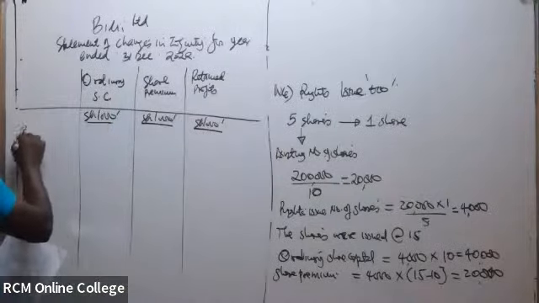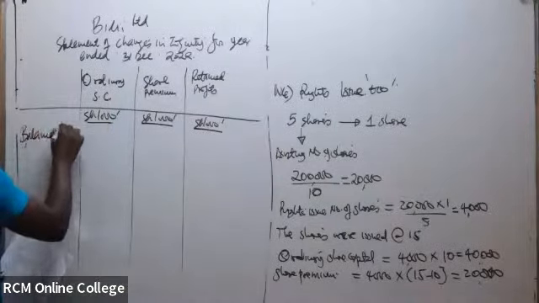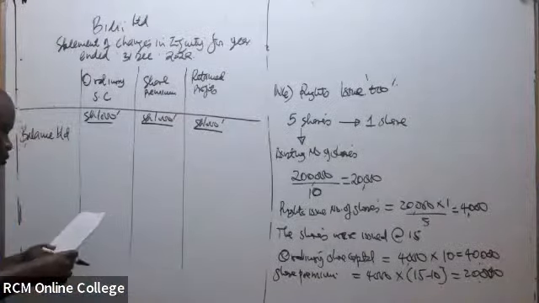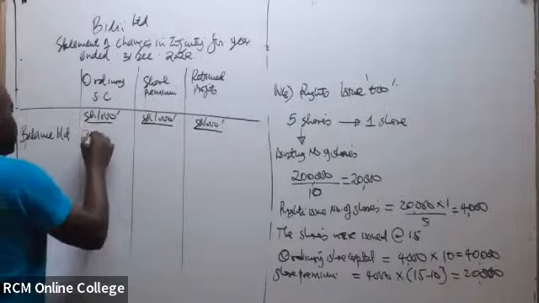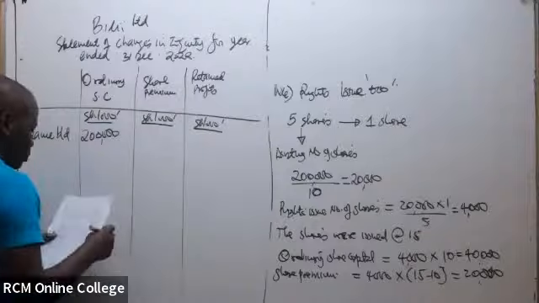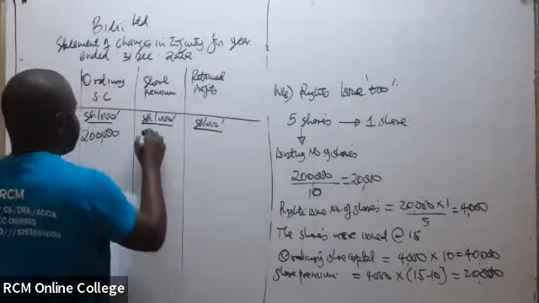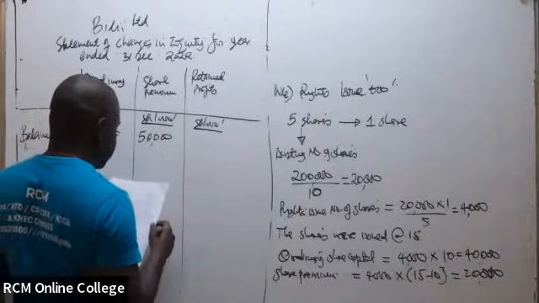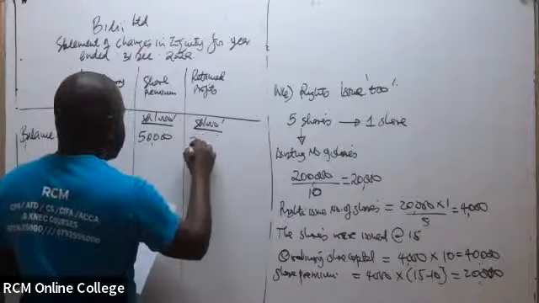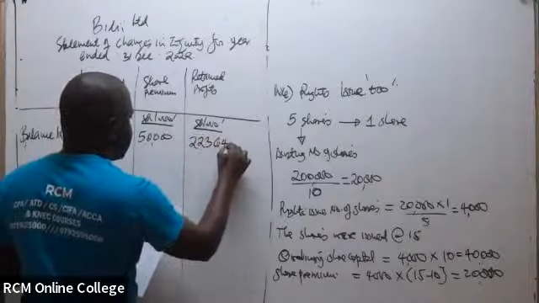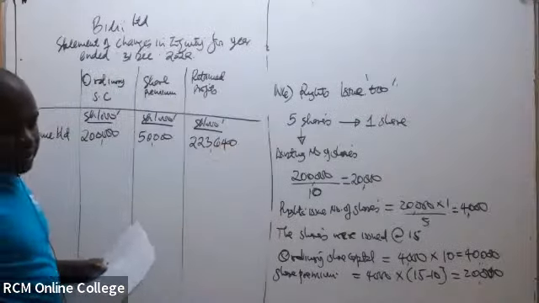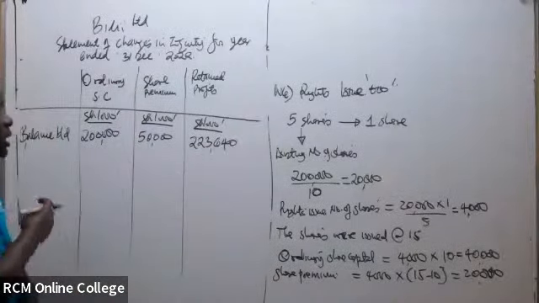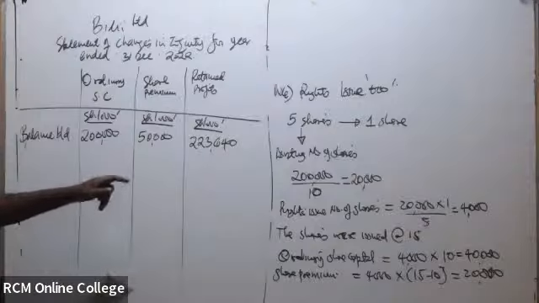So you have in this case the balance brought down as per the trial balance. So for the ordinary share capital, in this case, we have 200 million. This one we have 50 million. This one we have 223,640.